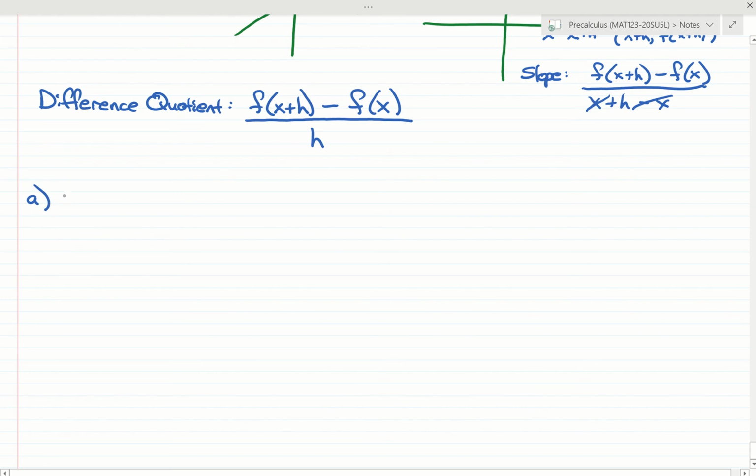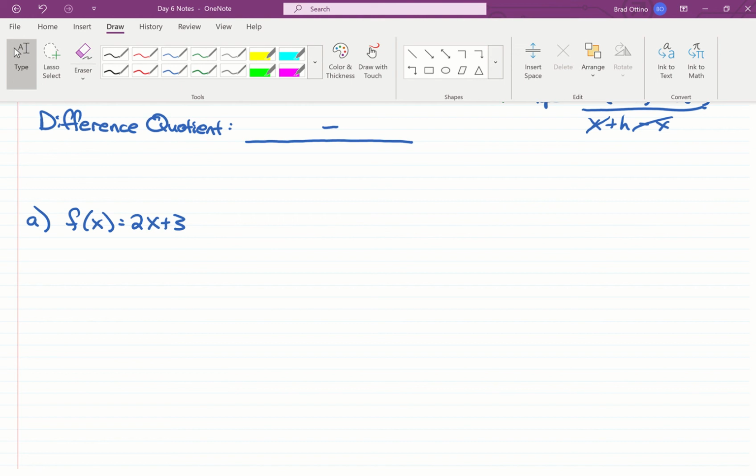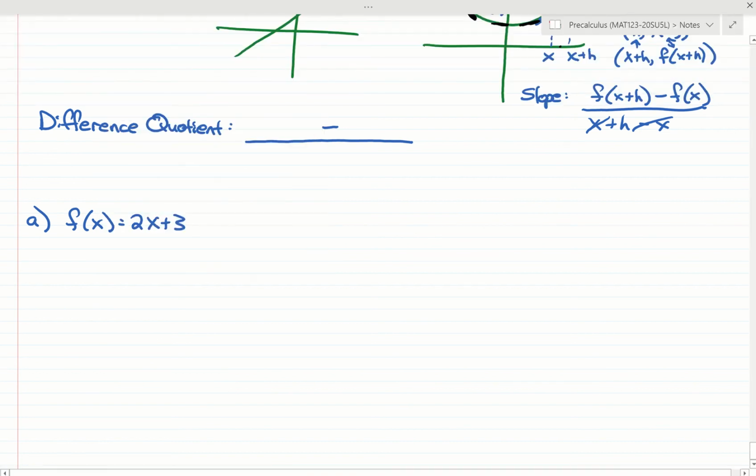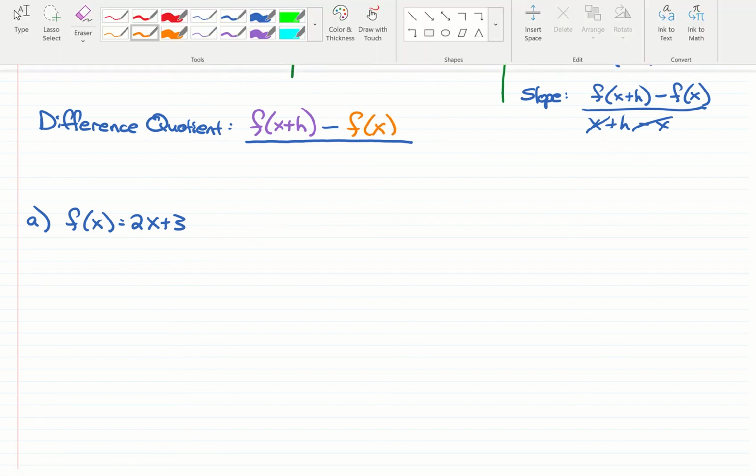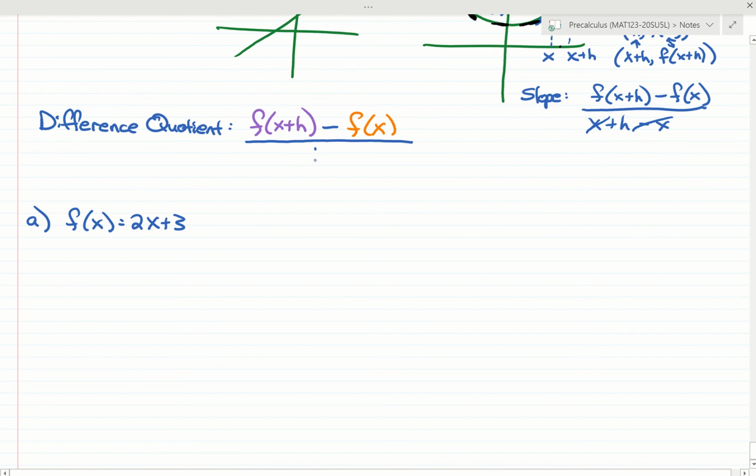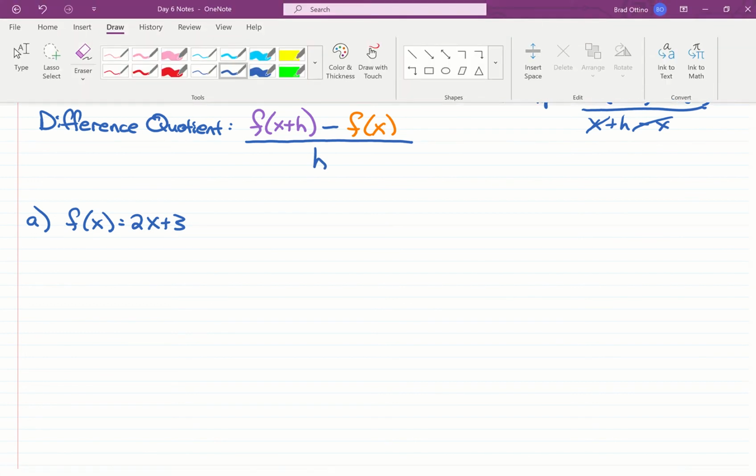What if we had, let's say f of x was equal to 2x plus 3. Let's find our three parts. Maybe I'll use different colors so you can see exactly what's happening here. I use purple for the first part, maybe orange for the second part, and then when we go to divide by h, we could use blue.